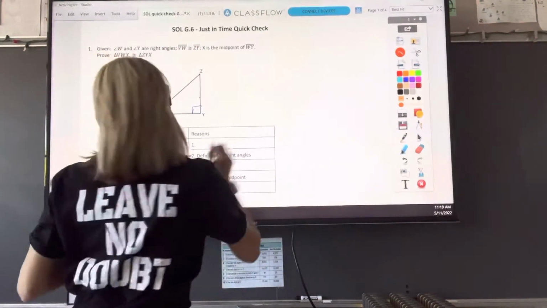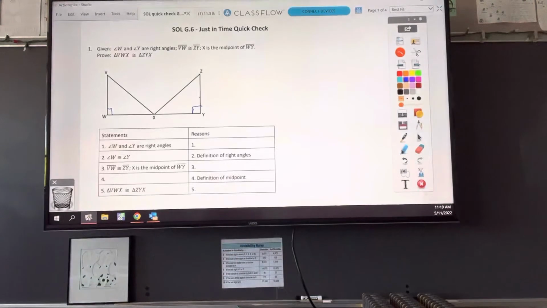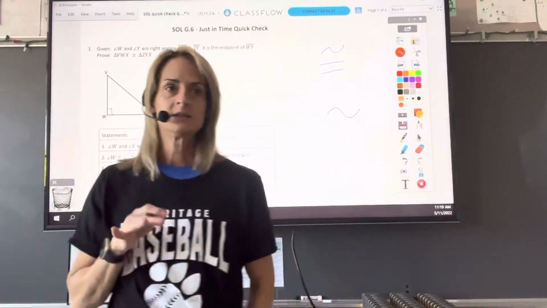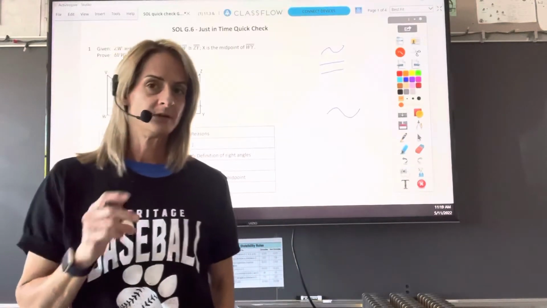So this symbol, I can't write on the board. I always think I can write on the board, but I can't. This means congruent, and this means similar. Congruent figures have the same shape and the same size. Similar figures have the same shape, but different sizes.